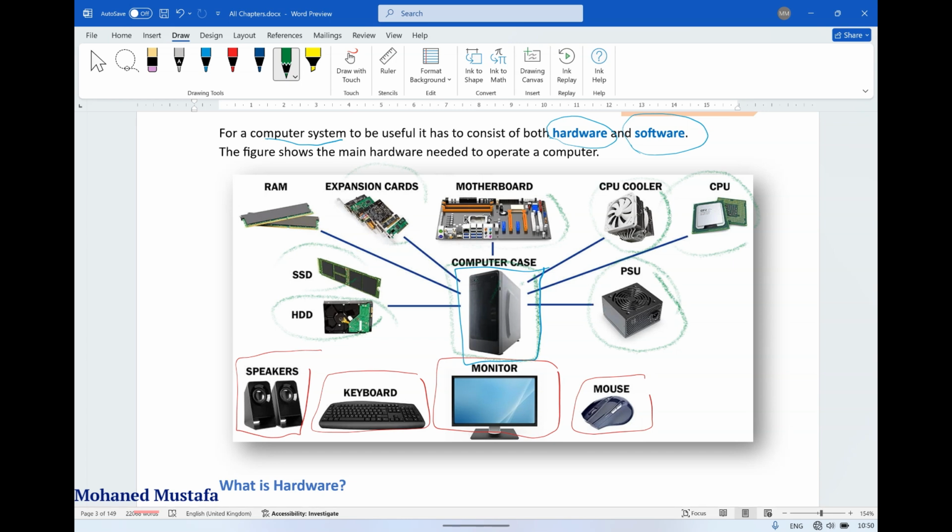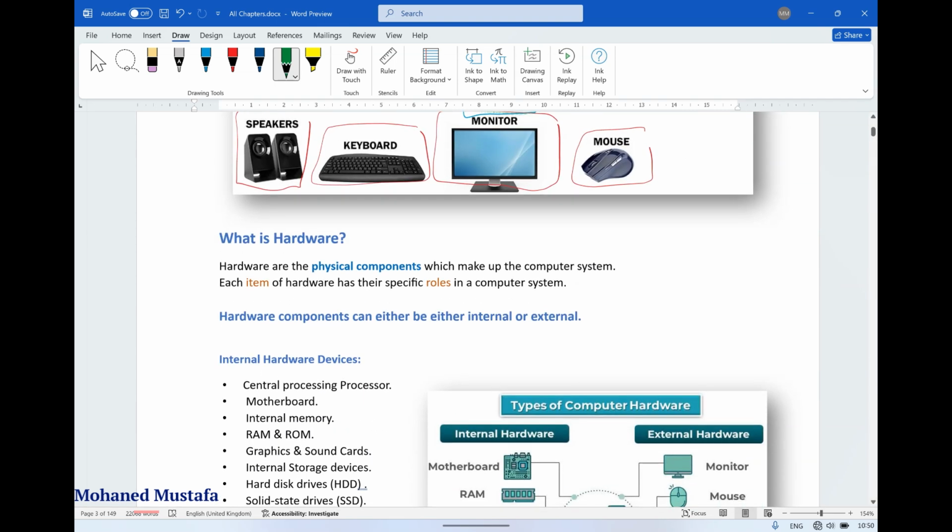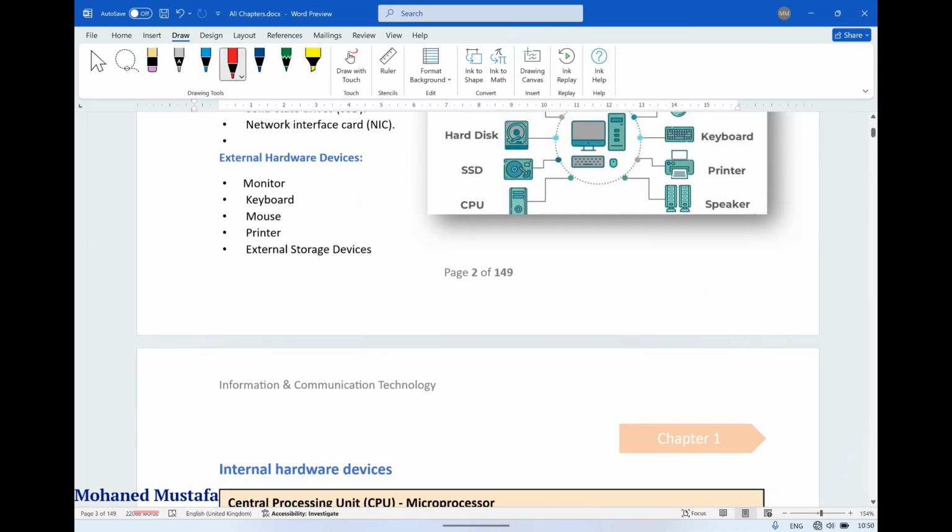Because remember, we mentioned, to design a computer, what we need? A hardware and a software. Now, what we mean by hardware? Physical components, which makes up the computer system. Each and every one of them has a specific role, meaning has a specific purpose. We need it for a specific purpose. Now, let's look at them one by one.